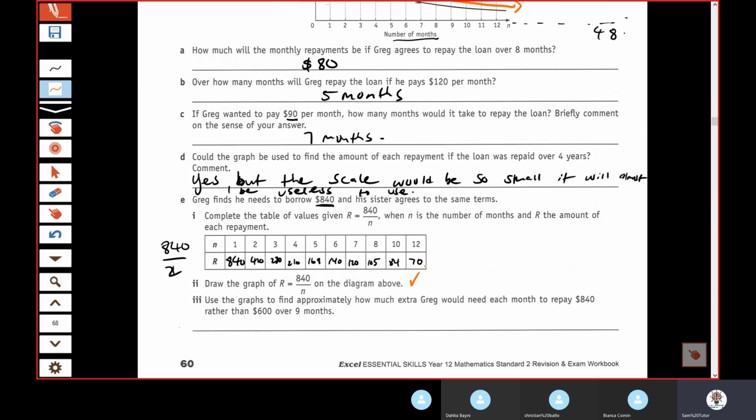And that's 4 marks there. Use the graph to find approximately how much extra Greg would need each month to repay 840 rather than 600 over 9 months. Oh, that's why they didn't do it. How much extra would Greg need to pay each month? Okay, 840 compared to 600 over the 9 months.